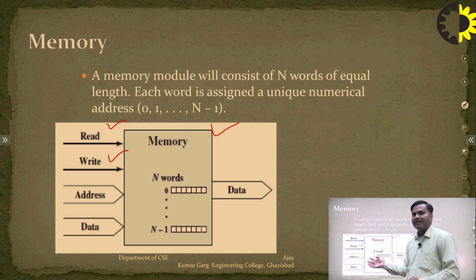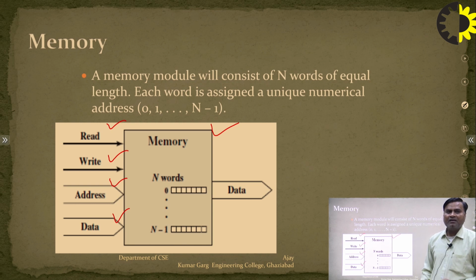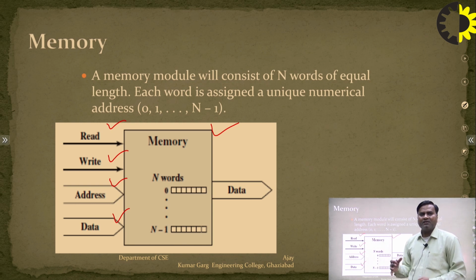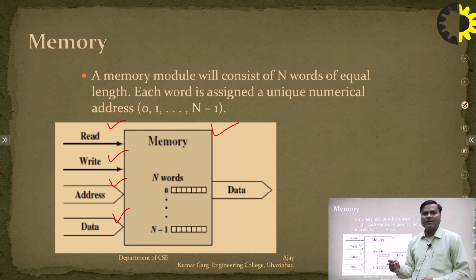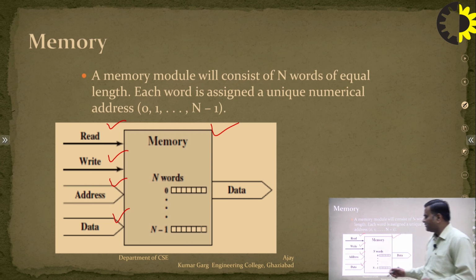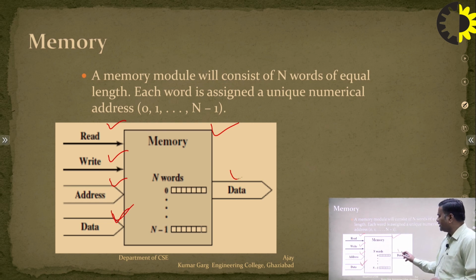For reading and writing, two buses are required. First is the address bus, second is the data bus. And the data bus is bidirectional, because if you perform a read operation, then data flows from the memory to the processor. If you perform a write operation, then data flows from the processor to memory. So the data bus should be bidirectional. Here we can see the incoming data bus and the outgoing data bus.